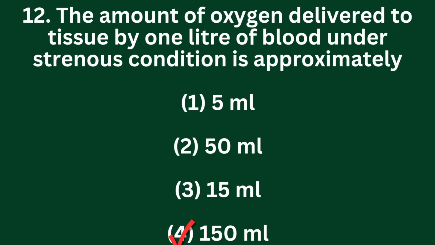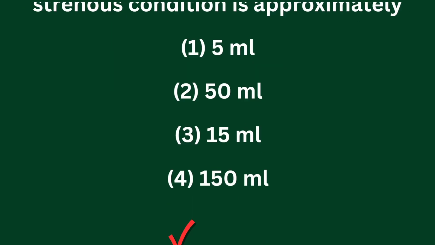The amount of oxygen delivered to tissue by 1 liter of blood under strenuous condition is approximately: 1. 5 ml, 2. 50 ml, 3. 15 ml, 4. 150 ml.